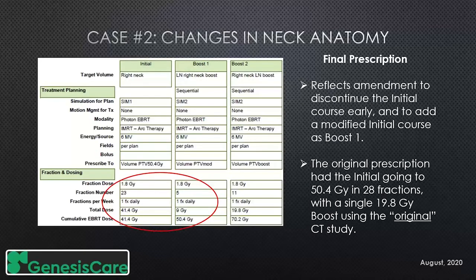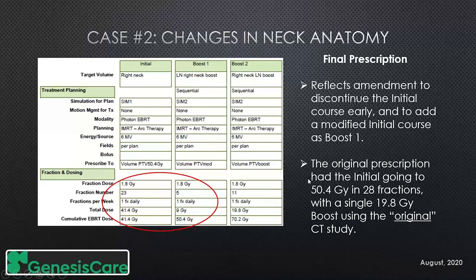So here is a screen capture of the final prescription, and it reflects the amendment to discontinue the initial course early and to add a modified initial course as boost 1. So originally we were going to 28 fractions. In this case, he stopped it at 23 fractions, and then we did the new boost with the new CT sim for the remaining 5 fractions, and then had an entirely new boost 2 based on that new CT.